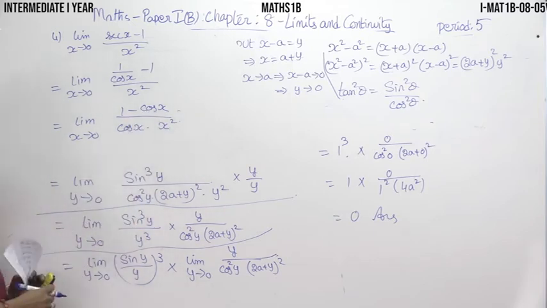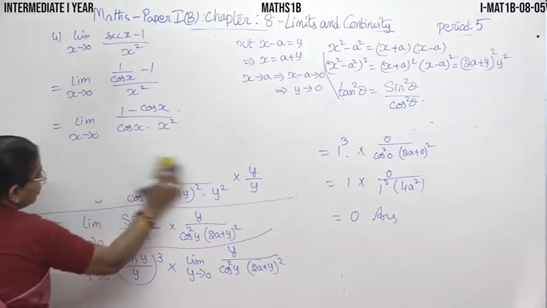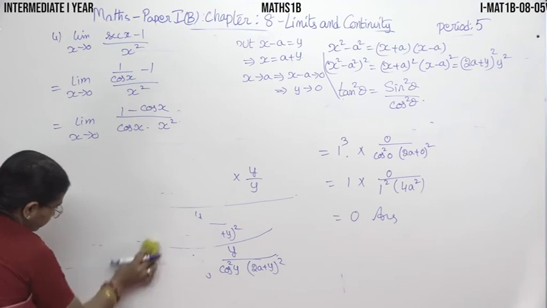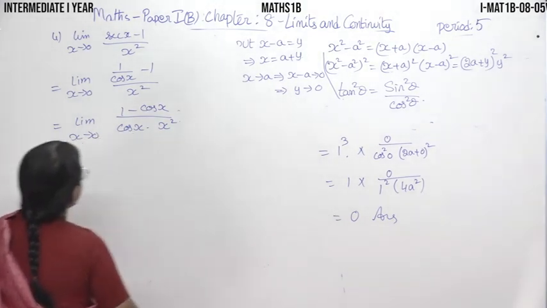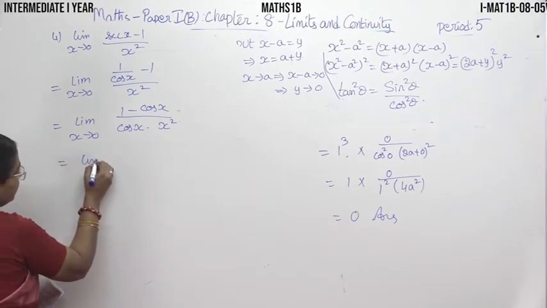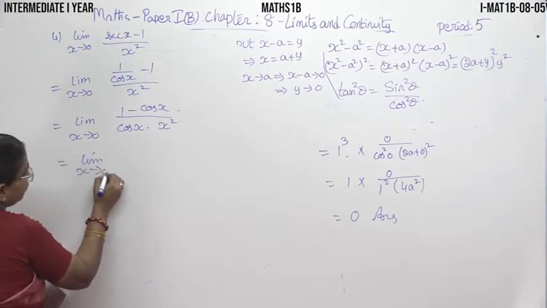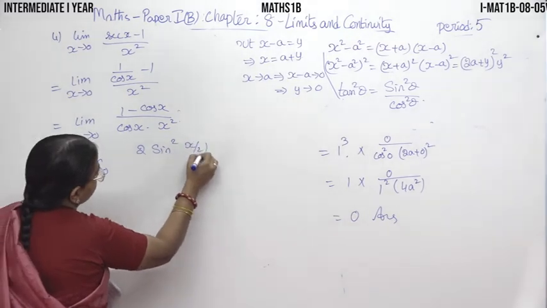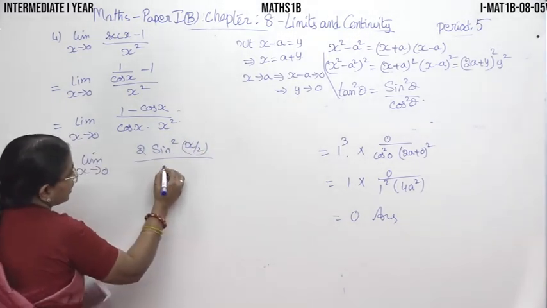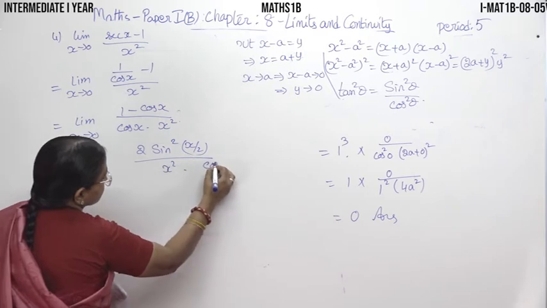1 minus cos x is 2 sin square x by 2. This is from trigonometry. So it is limit x tending to 0 of 2 sin square x by 2, and this x square we will write here, and then cos x.